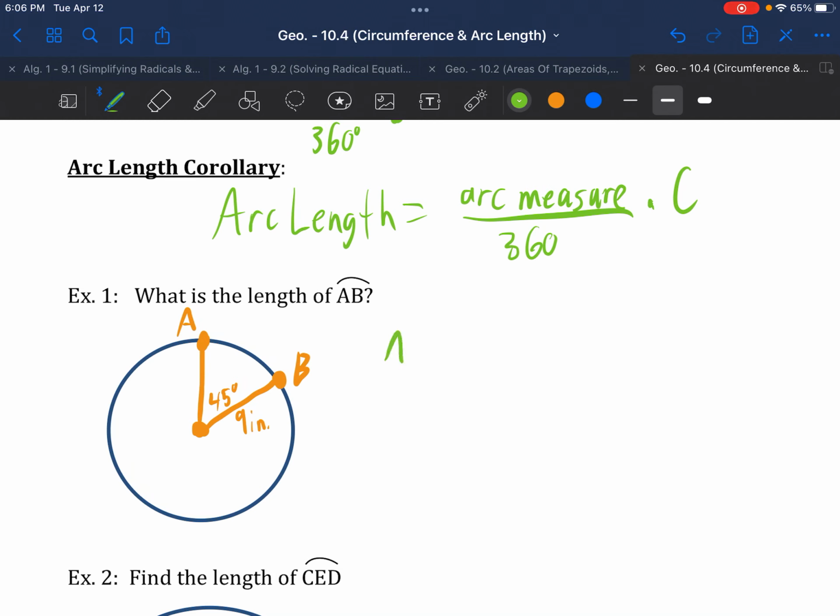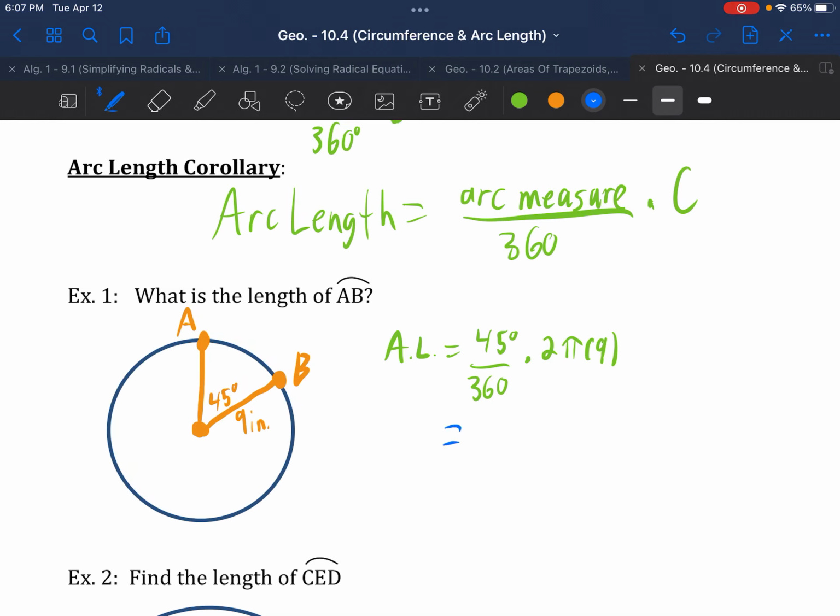So what we say is the arc length, or as I'm going to call it AL, is equal to the arc measure. Well, the arc measure is going to be 45 degrees since it's the same as the central angle, over 360 times 2 pi r. And the r right now is the 9 inches. So that's our setup. From here, we continue on and do the math.